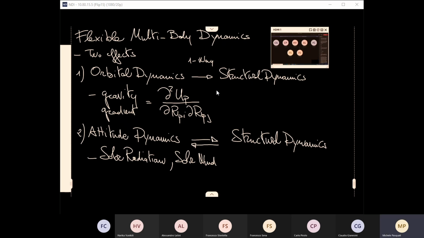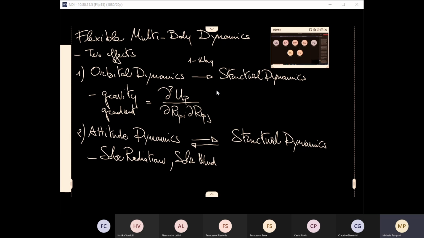Typically, the frequencies that describe the orbital dynamics and the frequencies that describe the structural dynamics are very, very set apart, so they are not in the same range. Typical structural dynamics depends on the structure, of course, but you can have something in the range of hertz for the lowest ones. On the orbital dynamics, you can think about the period of an orbital mission. The time is not comparable. It's much, much wider. So there is no coupling in this sense. It's only coupling in this way, but not on the other one.